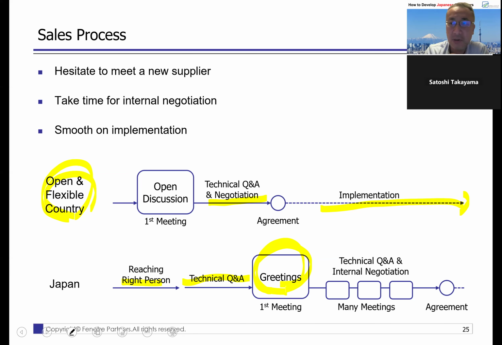And in the first meeting, they are not open. They just expect you to give a presentation to them, and they also give a presentation to you, and you will have some Q&A. Then they will have a lot of internal discussion, and also they will ask you a lot of additional questions. It takes a long time. However, once you reach an agreement with the Japanese customer, everything goes smoothly. People respect any agreements and promises, and they work hard and efficiently. So this is the benefit of developing a Japanese customer. On the implementation, you can feel this advantage. Maybe profit will be much better than in a country that is super open and super flexible.